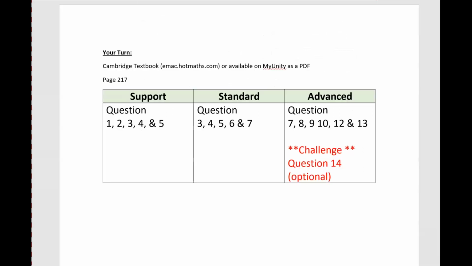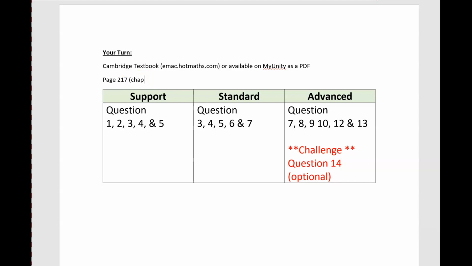Okay, now it's your turn to go and do some revision activities. Do some from your Cambridge textbook. You can get to it through emac.hotmaths.com, or it's available on my Unity as a PDF document. I'm also emailing it out to all of you because I know some of you are really struggling with your internet at home, but your emails seem to be working just fine. It's on page 217, chapter 4A. I forgot to write that in there.